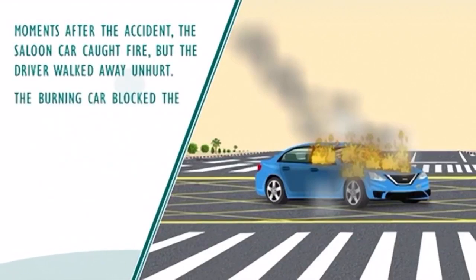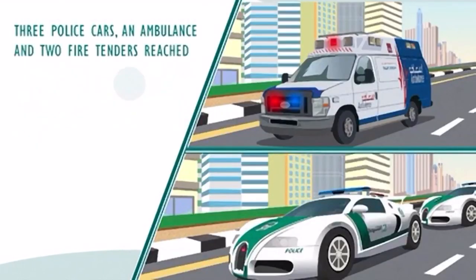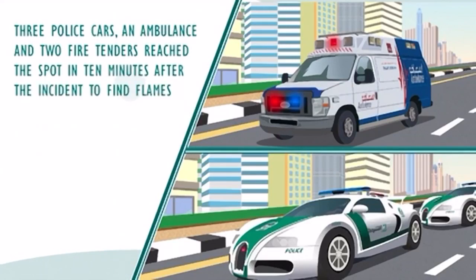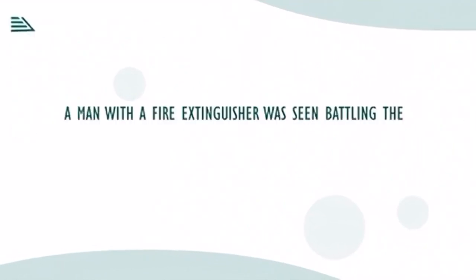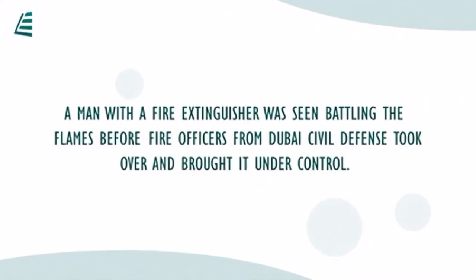The burning car blocked the weekend traffic on that busy road. 3 police cars, an ambulance, and 2 fire tenders reached the spot in 10 minutes after the incident to find flames leaping out of the saloon car. A man with a fire extinguisher was seen battling the flames before fire officers from Dubai Civil Defence took over and brought it under control.